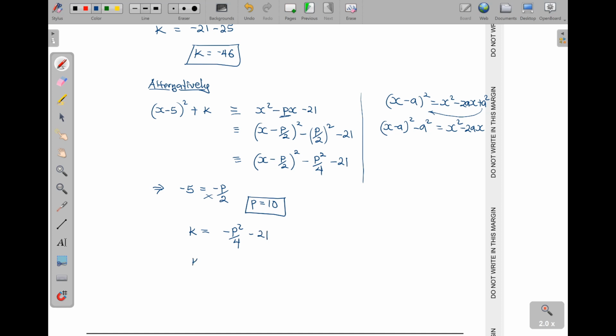So k is equal to negative p squared, that is 10 squared over 4. Remember, we are just squaring p, not the negative, so the negative is on its own. So we shall have 100 divided by 4, which is 25. So minus 25 minus 21, k becomes negative 46. You see? So this has been it for this paper.